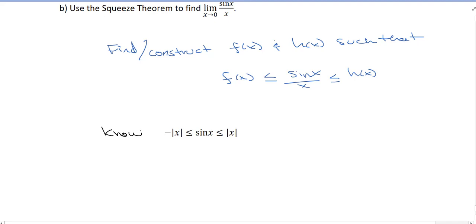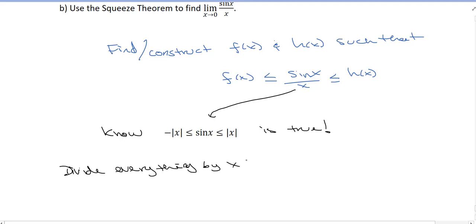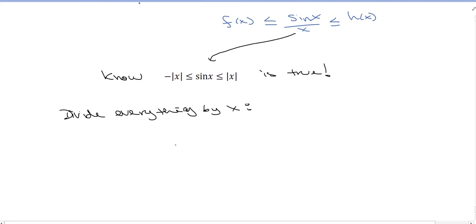We know that this is true. So now notice that my function is sine x over x. So how can I turn this sine x into sine x over x? Divide everything by x. So when I divide everything by x, what am I going to have? The negative absolute value of x over x is less than or equal to sine x over x, which is less than or equal to the absolute value of x over x.